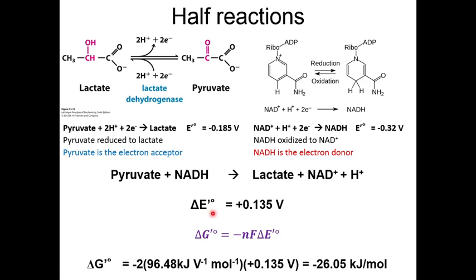And using this value, delta E0, that is plus 0.135 volts, we plug into the Nernst equation to find out what the standard free energy change is, that is delta G0, that is equal to minus nF delta E0. And you can see that the standard free energy change is minus 26.05 kilojoules per mole. And this reaction is thus favorable.